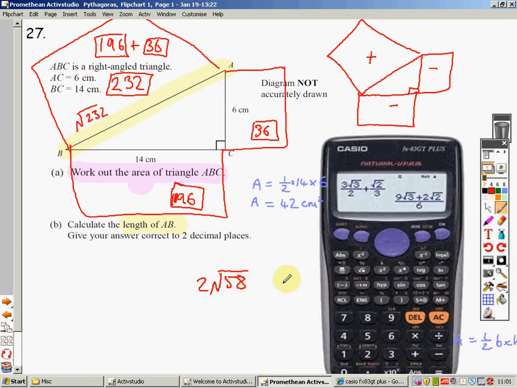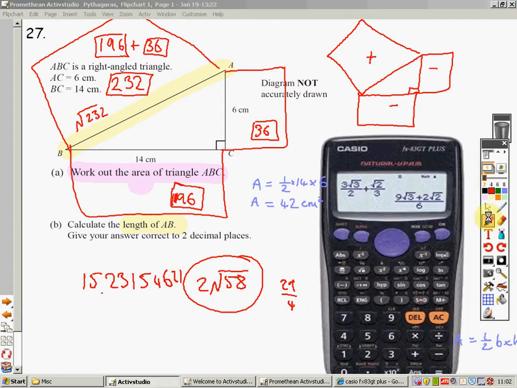That looks complicated, but just like when you get a fraction, maybe 29 over 4, you can change that to a decimal by pressing the S-D button. You can do the same for this. It's just there on the calculator. I'm going to press it now, and it's telling me that is 15.23154621. However, in the question, they've asked me just to give that to 2 decimal places.